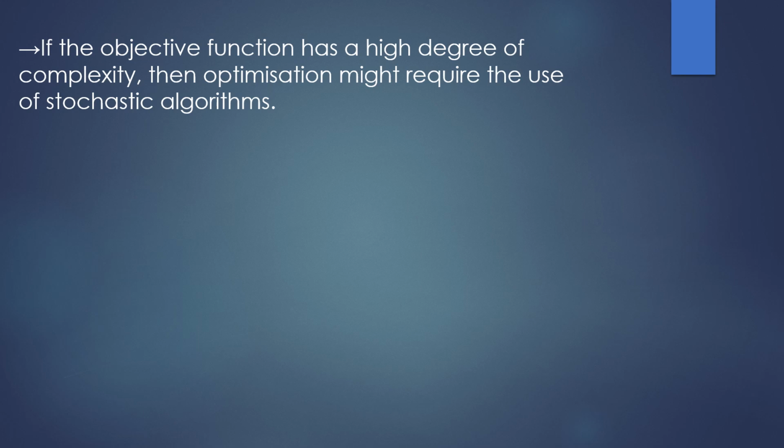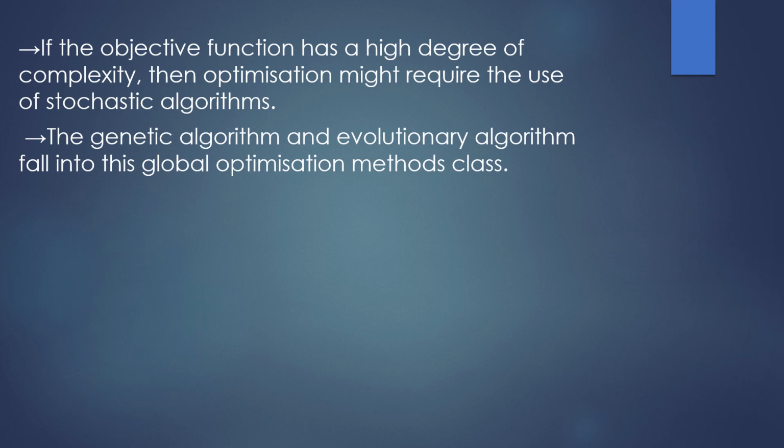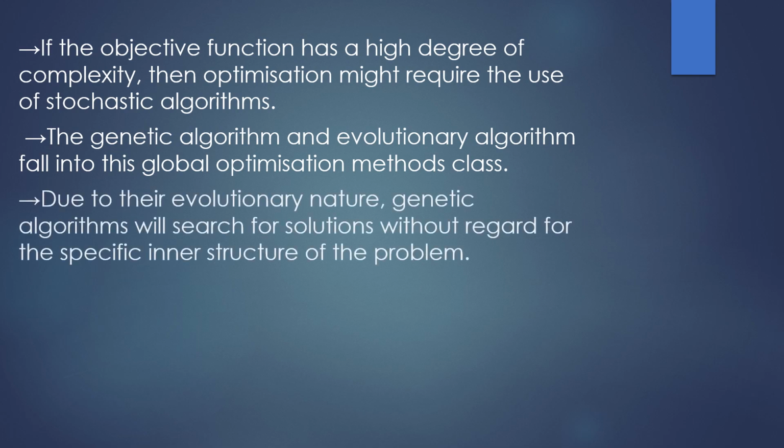If the objective function has a high degree of complexity, then optimization might require the use of stochastic algorithms. The genetic algorithm and evolutionary algorithm fall into the global optimization method classes. Due to their stochastic nature, a genetic algorithm will search for solutions without regard for the specific inner structure of the problem.